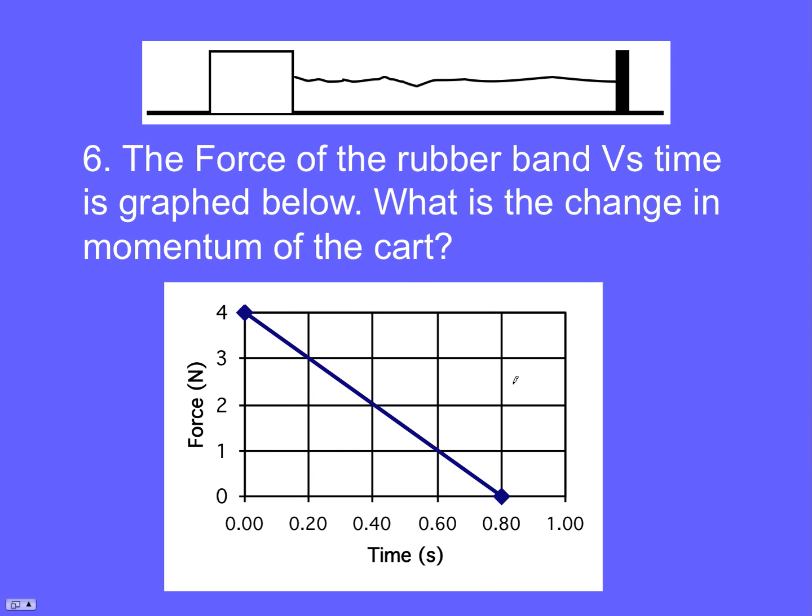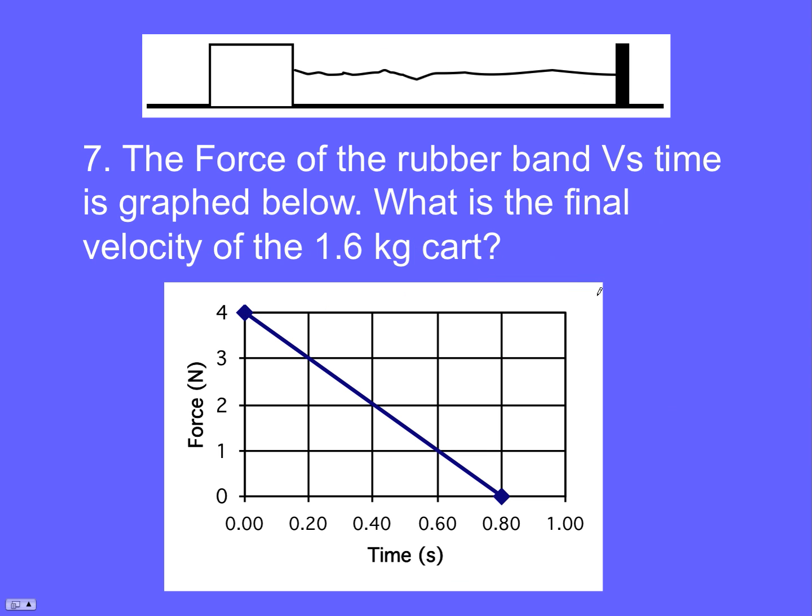What would be the change in momentum of the cart? Well, hopefully I'm not fooling you now. The impulse is the change in momentum. This is another way to write the impulse momentum equation, and so we already figured out the impulse, so I don't have to do anything to get the change in momentum. 1.6 Newton seconds, 1.6 kilogram meter per second. Impulse is the change in momentum.